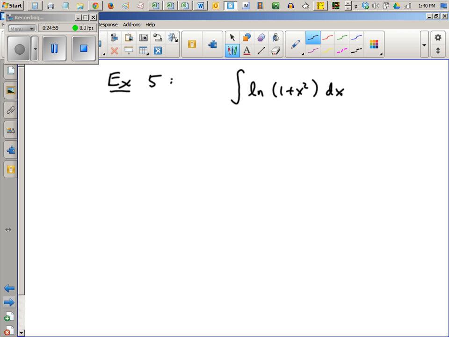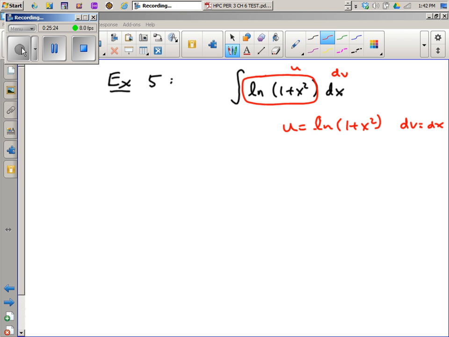It's actually not a hard one to get started because you don't have much choice. You have to pick u equaling ln of 1 plus x squared. You don't have a choice. So this will get the ball rolling. Here's your u. I guess your dv is going to have to be dx. Okay, so carry on from there, see if you can get uv minus integral v du, and then you'll know what the antiderivative is.